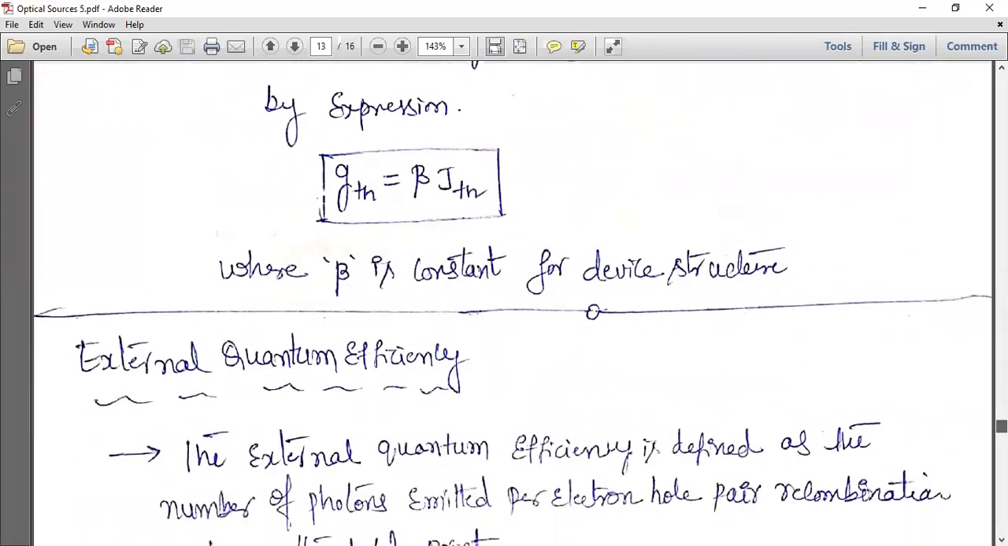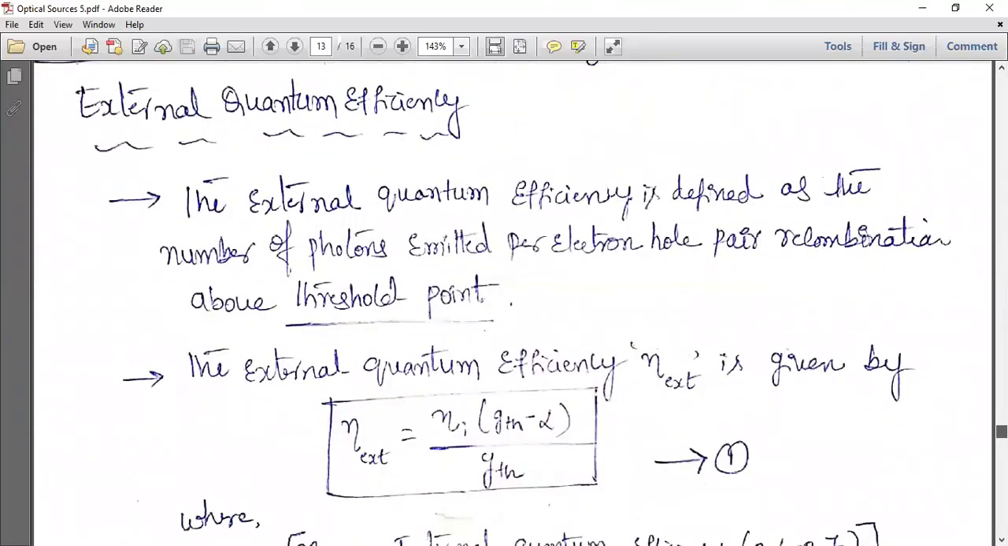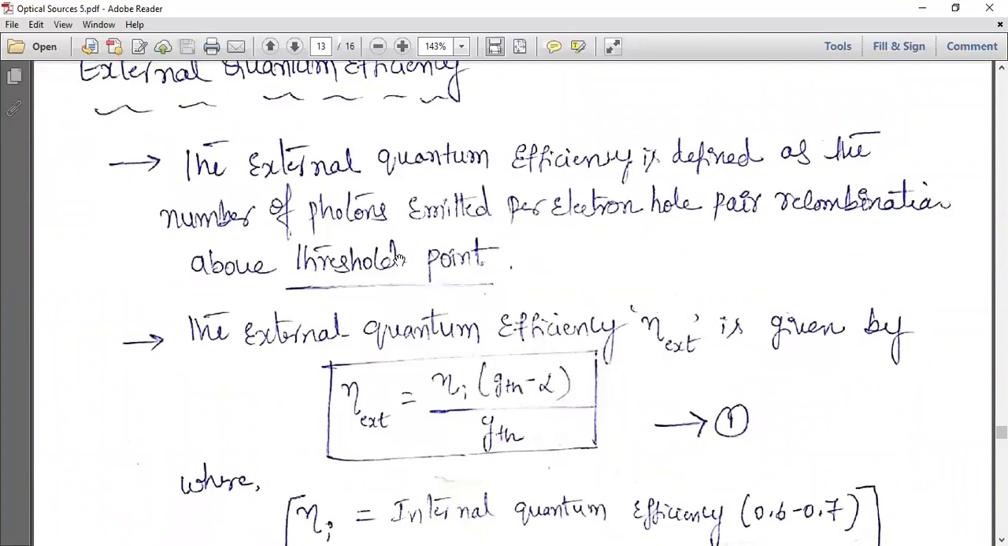Next is external quantum efficiency. For external quantum efficiency, we derived it for the LED. For a laser, there is no derivation, just an equation given in your textbook. So that is this equation. Quantum efficiency is how much light is coming out with respect to how many electron and hole pairs are present in the active layer. So the external efficiency is how much light is coming out.